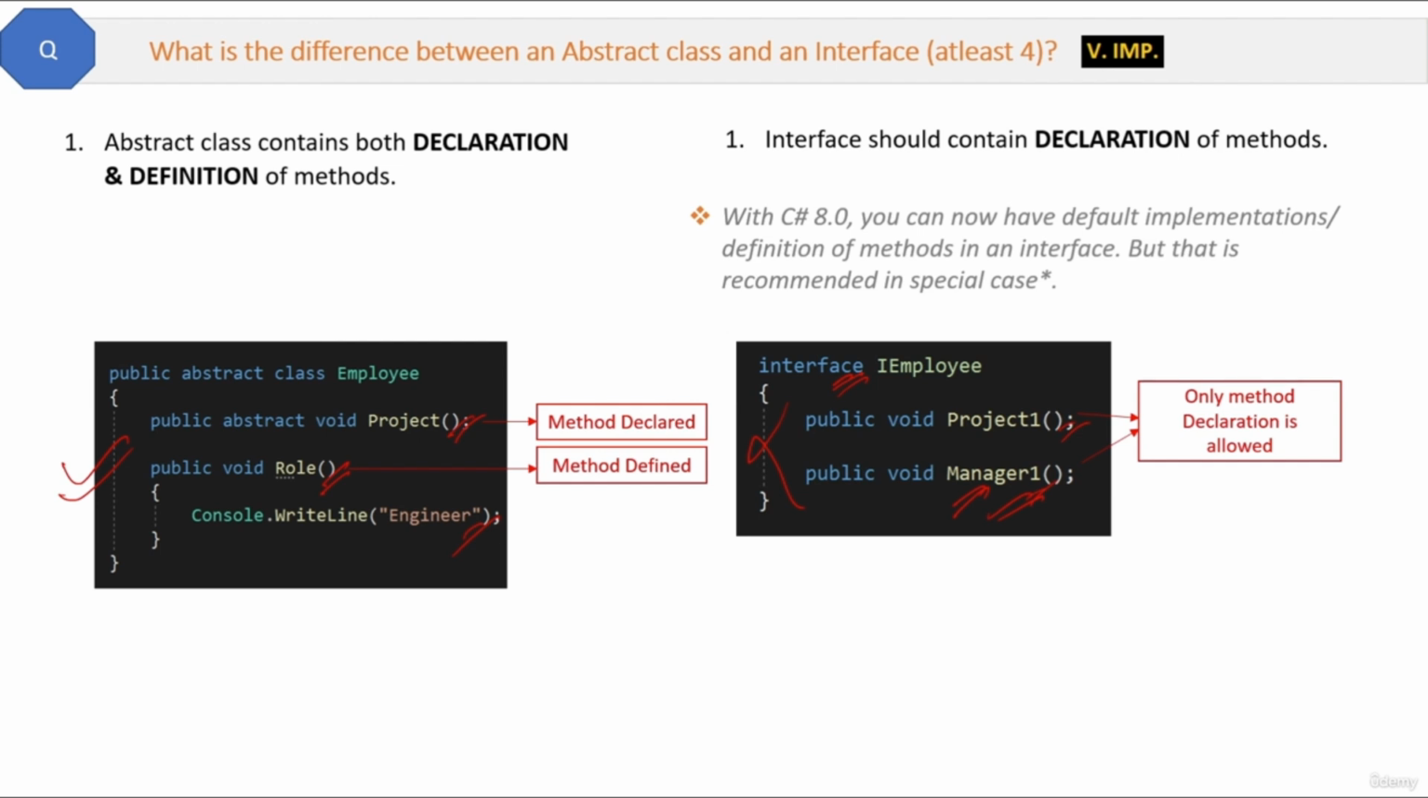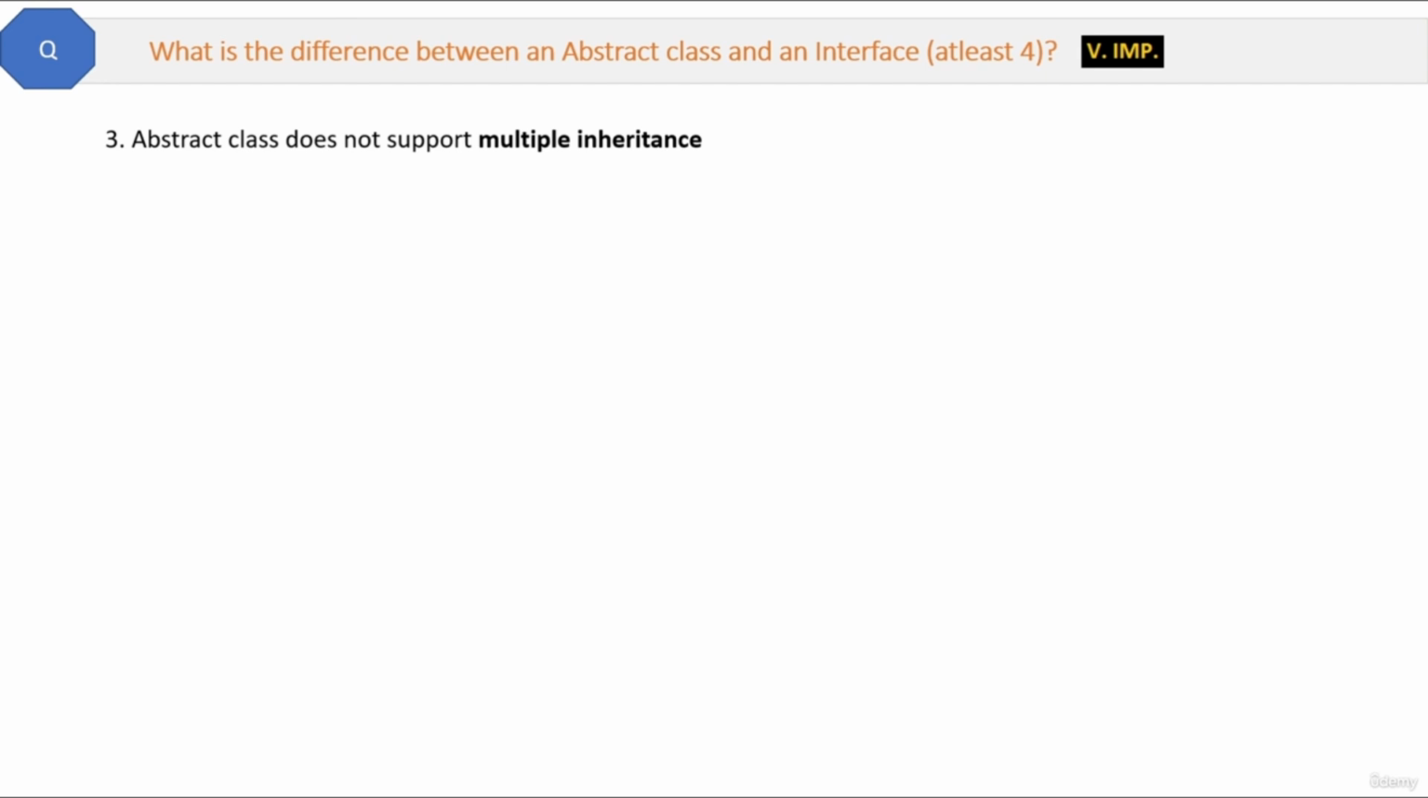Second difference is quite obvious and easy. Abstract classes use the abstract keyword and interfaces use the interface keyword. Now, one very important difference is abstract class does not support multiple inheritance in C#, whereas interface supports multiple inheritance. Okay, let me show you the same in code.